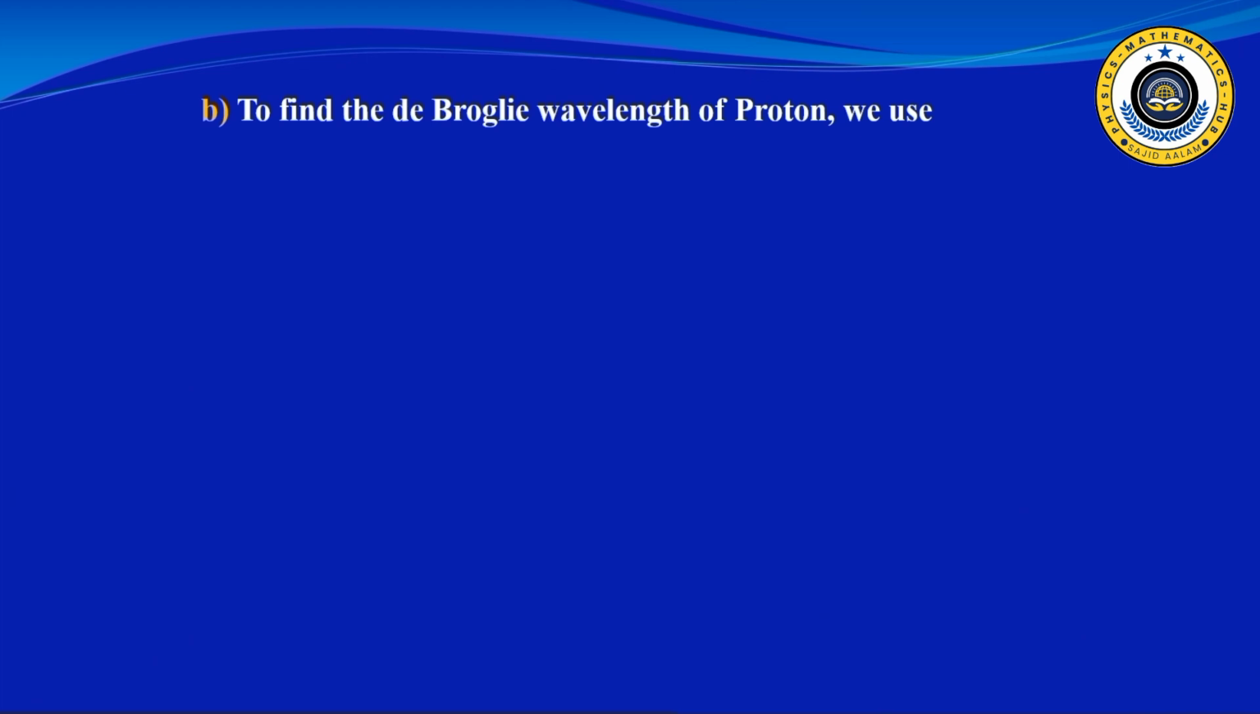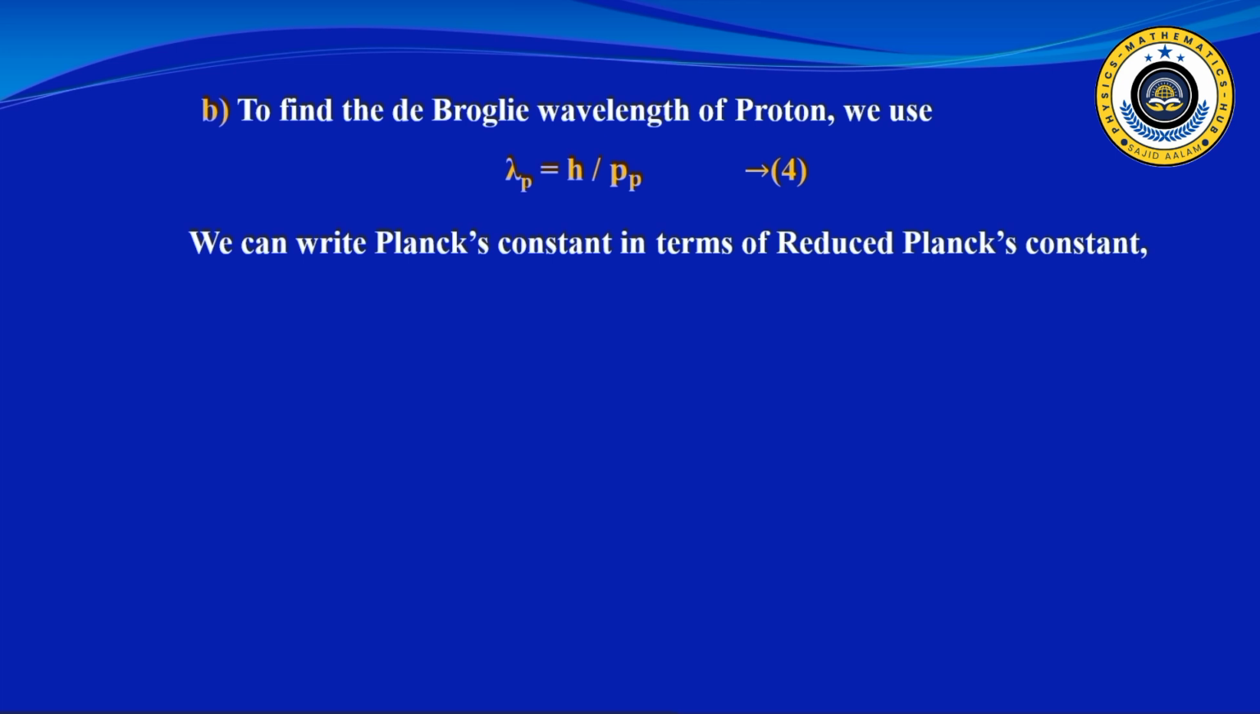In case B, to find the de Broglie wavelength associated with the proton, we use the de Broglie wavelength equation. Lambda P is equal to h divided by P, where lambda P is the de Broglie wavelength associated with the proton, h is the Planck's constant, and P is the momentum of the proton. We can write Planck's constant in terms of reduced Planck's constant, h is equal to 2 pi h cut. Let this be equation 5.